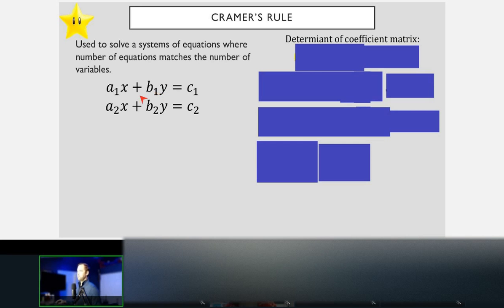All right, so write this down. This is just the formula we're going to talk about. We have a sub 1, b sub 1. These are just coefficients. Your c sub 1, c sub 2, those are constants, so just a number. A sub 2, b sub 2, again, those are just coefficients. So we need 3 things.